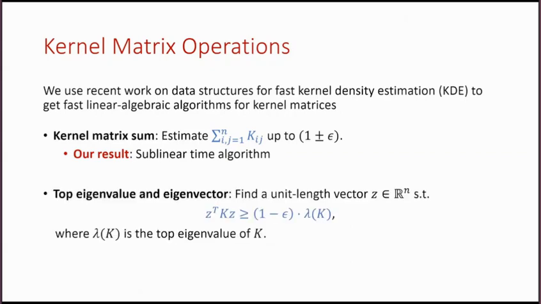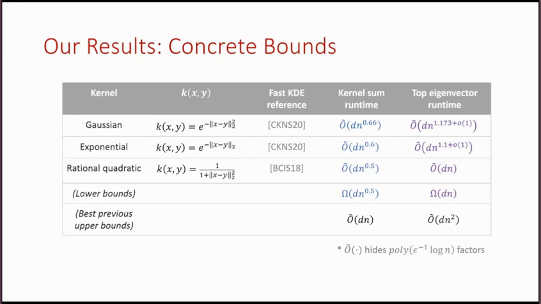And the second problem we are going to look at is approximating the top eigenvalue and eigenvector of the kernel matrix, meaning finding a unit vector z such that the value of the quadratic form that it forms with the kernel matrix is almost as large as it can be, which is the top eigenvalue of the matrix. This has applications to kernel PCA, and the result here is a subquadratic time algorithm. So it runs in time asymptotically faster than n squared. More concretely, these are the bounds that we get for the different kernels mentioned earlier.